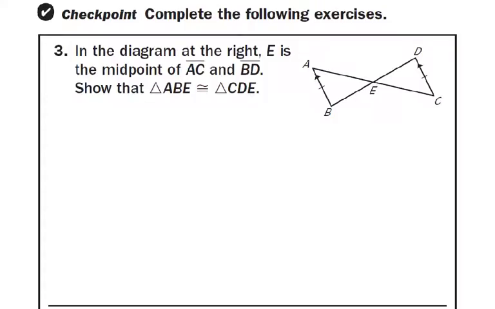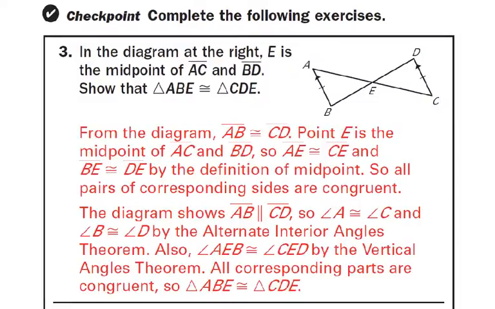Okay, so go ahead and do checkpoint number 3. Make sure you've got the given information. Remember, to show that triangles are congruent, you have to show that all 6 corresponding parts are the same. All 3 sides, all 3 angles. So go ahead and do that, and then we'll check your answer.